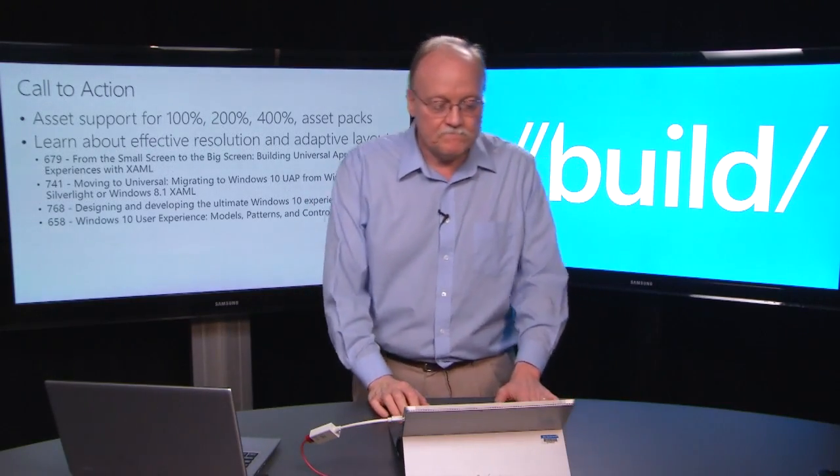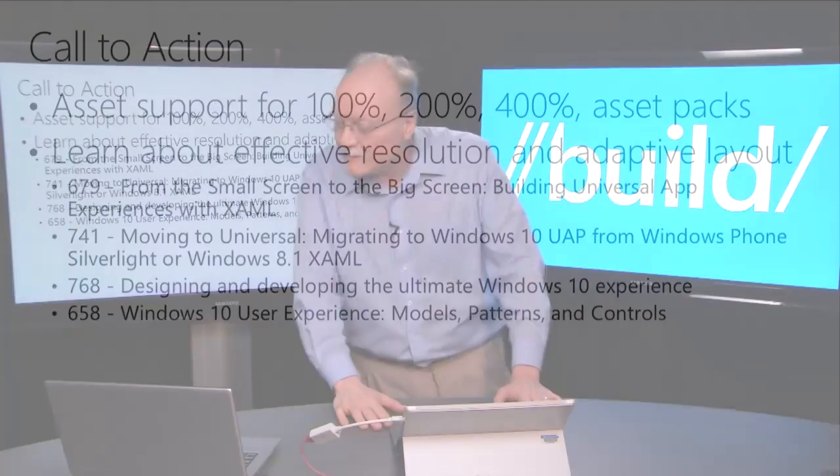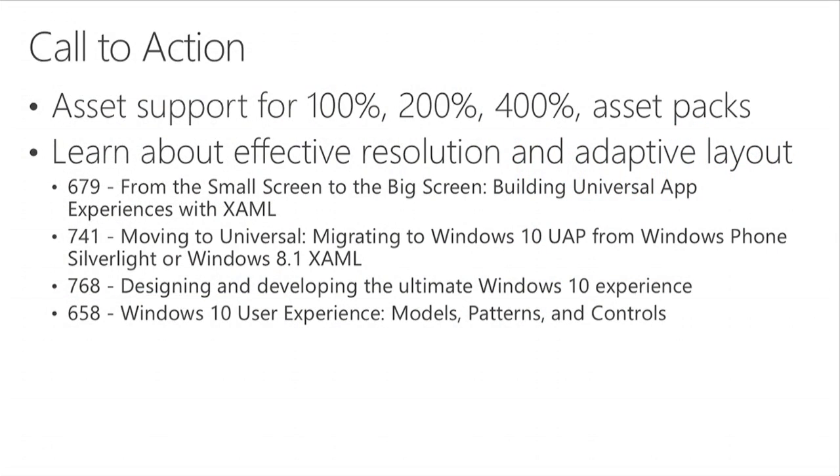So let me sum up here. Give you kind of the call to action. We want to see assets at 100, 200, and 400% in all applications, not just 56%. We think this is the right way going forward. It'll put you in a great place to be future-proof for future devices, and it'll give you a great experience on all the existing devices.